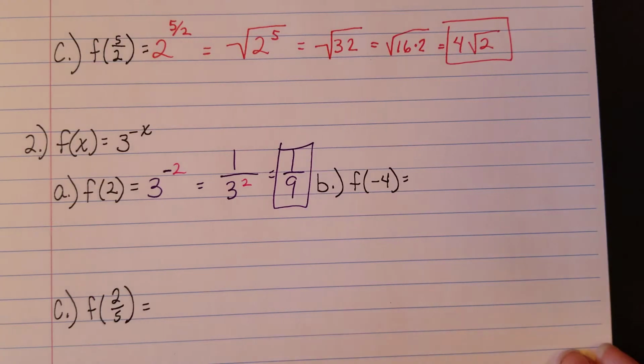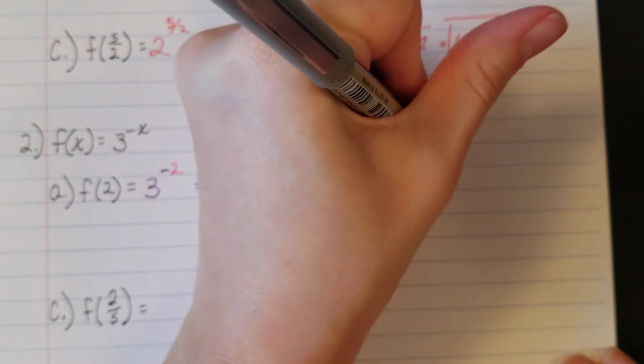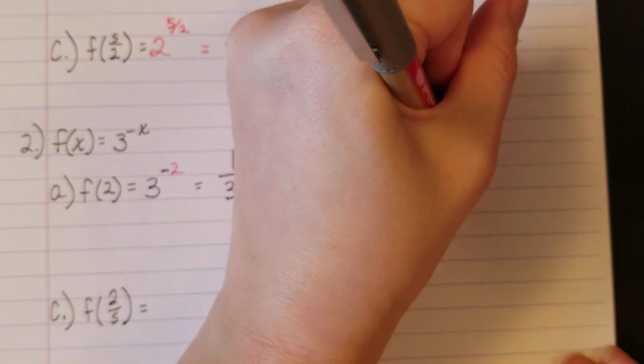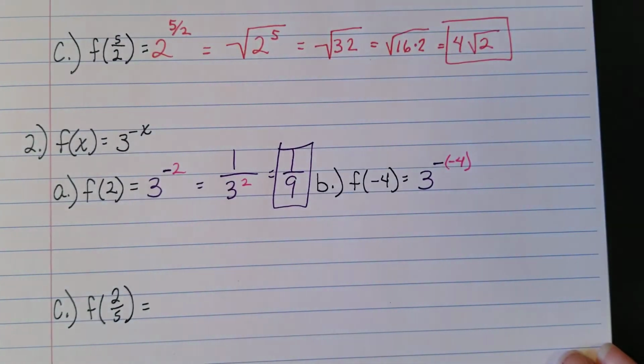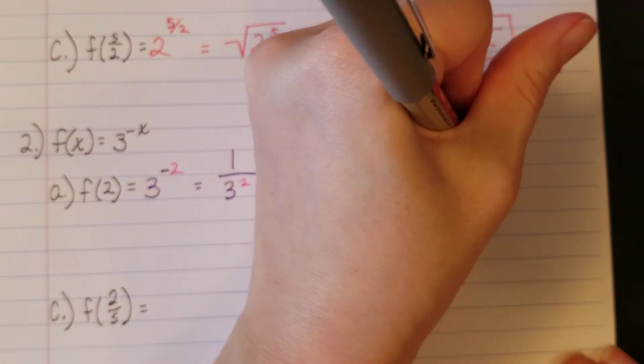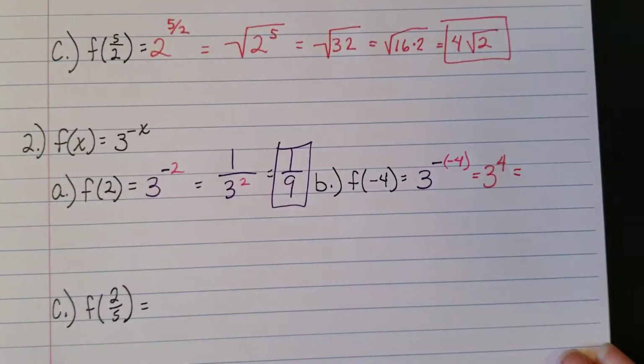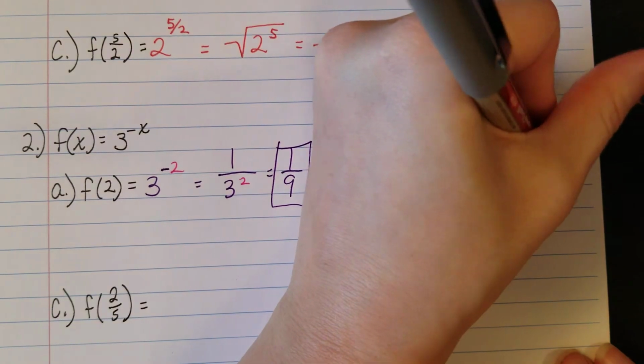F of negative 4, so that would be 3 to the power of negative 4. So those two negatives would cancel each other out, and then that would just equal 3 to the power of 4. All right, and 3 to the power of 4 is equal to 81.